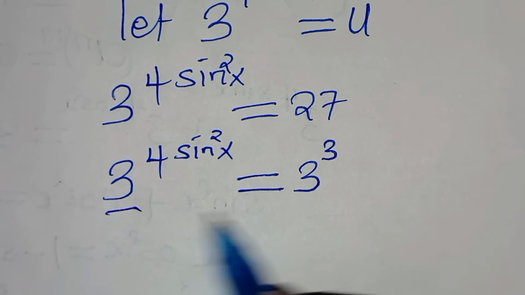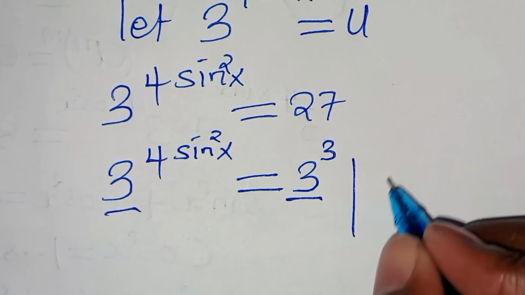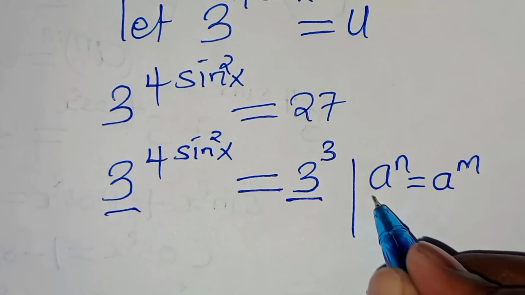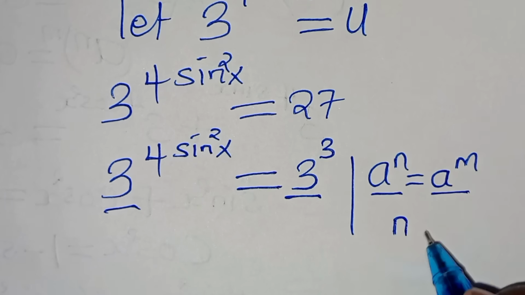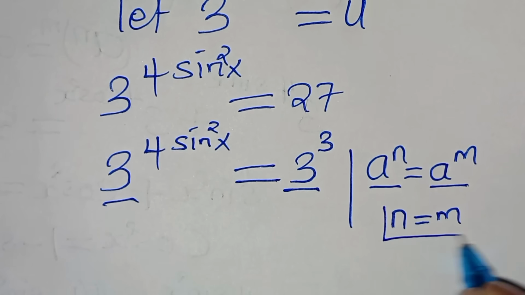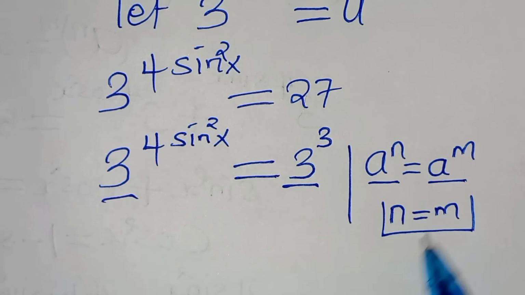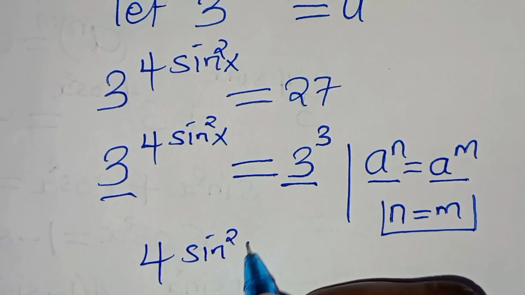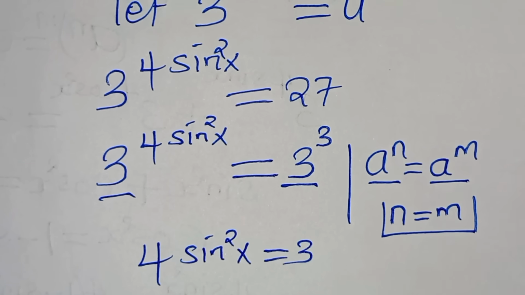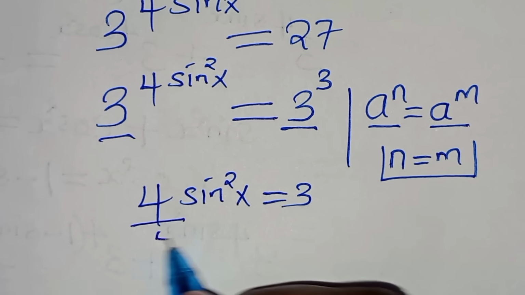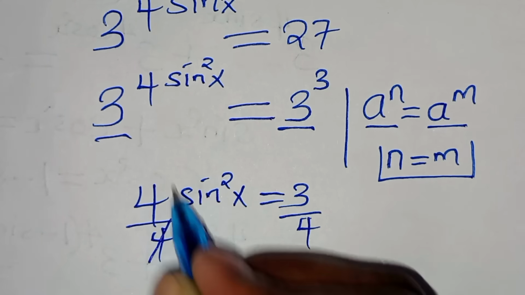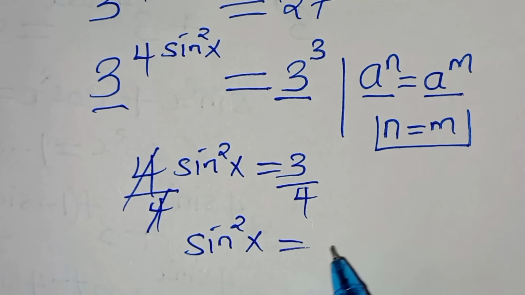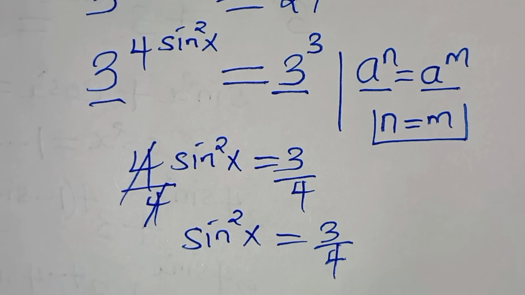Since the bases are common here, that is to say a to the power of n equals a to the power of m, the exponent n should be equal to m. So applying this property, we have 4 sine squared x equal to 3. Let's divide both sides by 4, and this means that sine squared x is equal to 3 over 4.